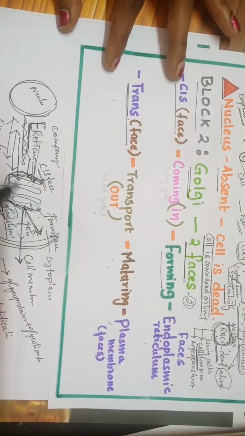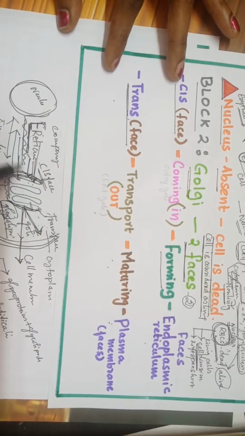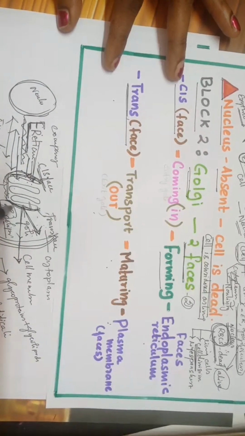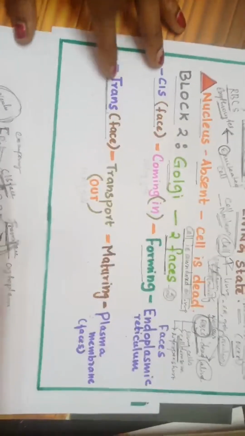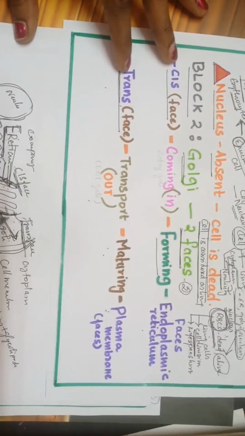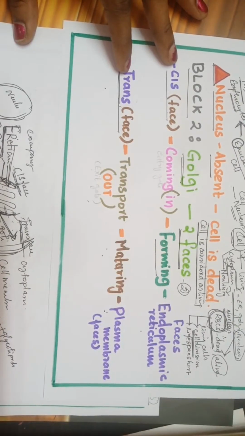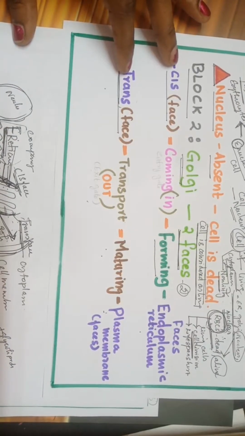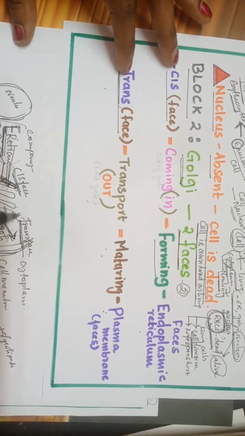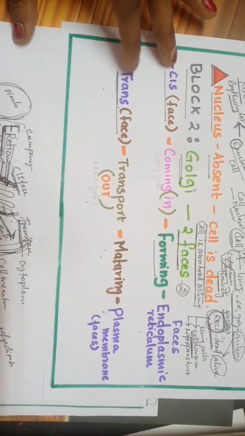The phase which receives from the endoplasmic reticulum, that is the coming phase, is called the cis phase. The phase where it is transported out is called the trans phase or maturing phase. Now I think you got it. The trans phase faces the plasma membrane, the cell membrane. The cis phase faces the endoplasmic reticulum. So the code word is: endoplasmic reticulum, cis phase or forming phase, Golgi, trans phase or maturing phase, plasma membrane. That's all.